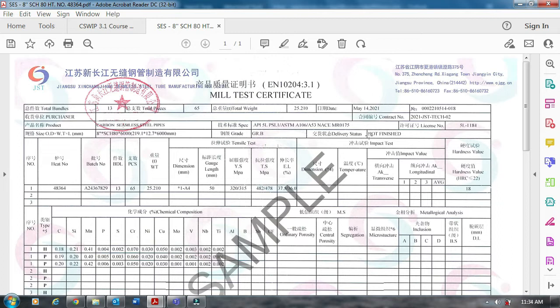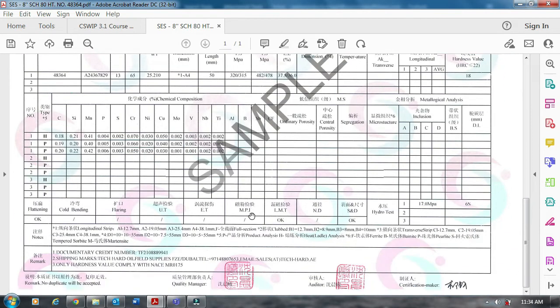What other supply condition is written apart from hot finished? I think that's it, it's only written here. So if it is semi-killed or fully killed steel or hot finished, whatever kind of heat treatment there is, usually it is the delivery status, and it is written here. So we'll see one more.